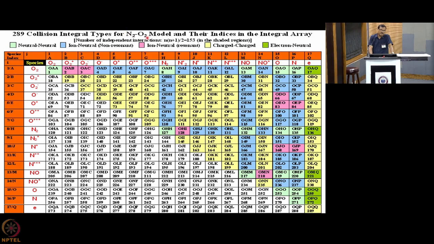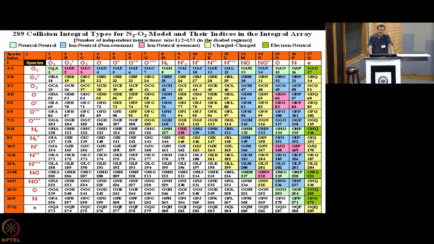Now here I have just shown one example of the different types of interaction that may happen. Taking an example of N2O2 plasma, you see that the different types of interaction that we have considered here are neutral-neutral, ion-neutral, ion-neutral resonant and non-resonant, then charge-charge and electron-neutral configuration. So we have used different color codes, and you see the kind of interaction that may happen if you consider different species inside the plasma.